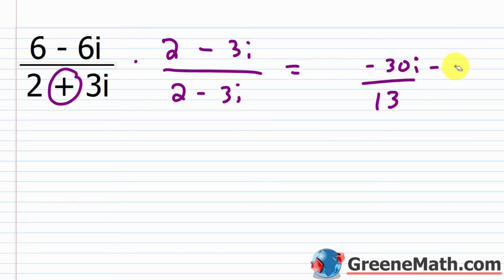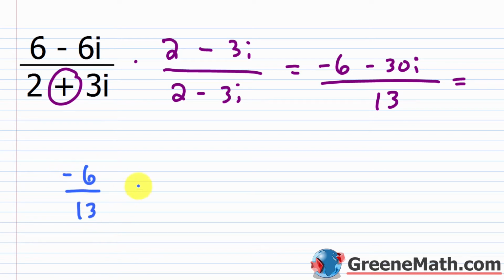So let's go ahead and erase that and that. And let me erase this and say this is just negative 6 minus 30i over 13. Again, to put this in standard form, I'm going to break it up. I'm going to say this is negative 6 over 13. Then I'll put plus, you'll have negative 30 over 13, and then times i.